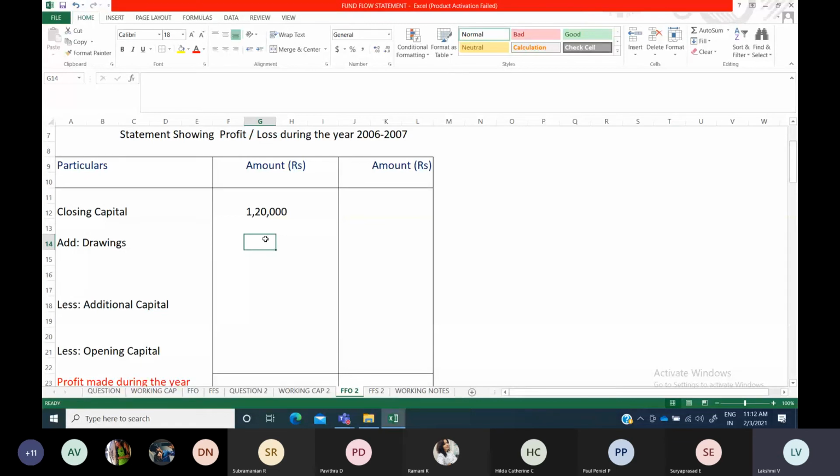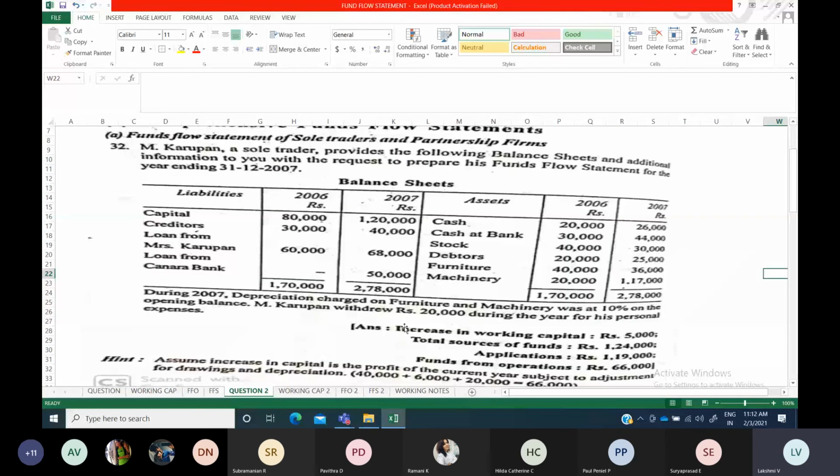Now closing capital is 1,20,000. And if you see, drawings amount is 20,000 during the year for his personal expenses. In some questions they will also give it per month, say 2,000 per month. That means you have to do 2,000 into 12 and convert it for that year: 2,000 into 12, 24,000. So you have to multiply by 12 and find out how much the total drawings amount is. Questions like that may also come.